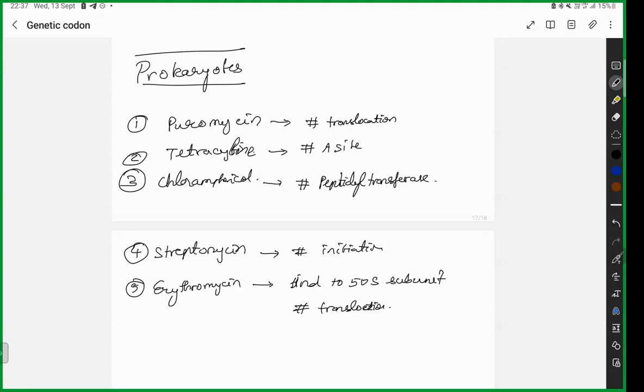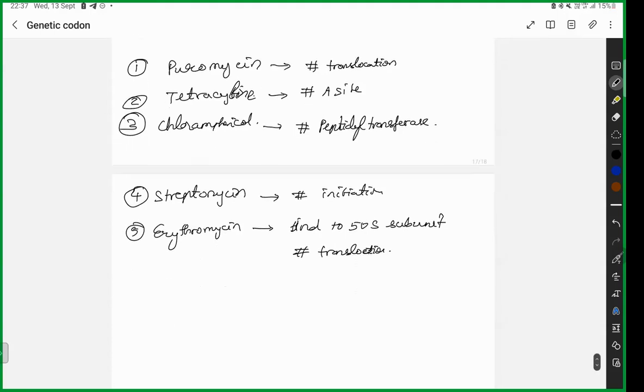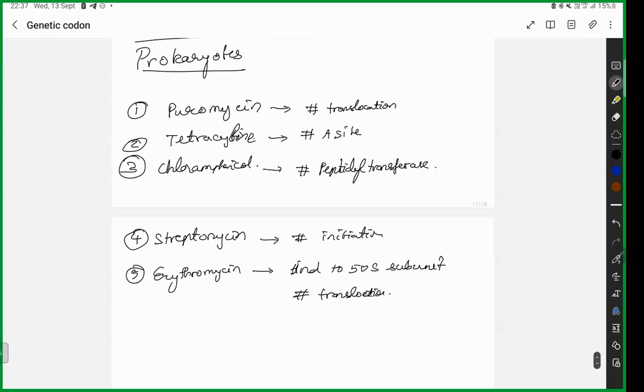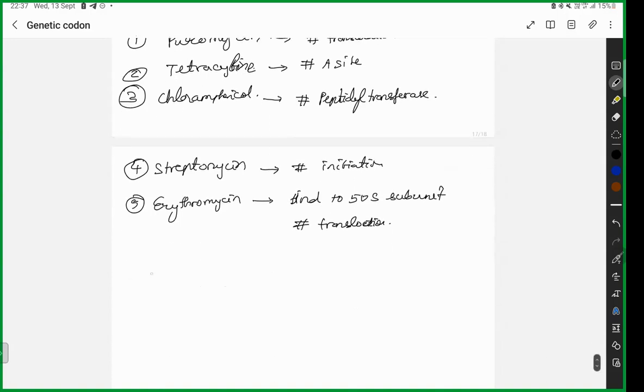So all of these are the ones that act in the prokaryotes. If the inhibition happens in prokaryotes, that is going to be good for us. There is no problem. But if the same inhibition occurs in the eukaryotes, that is going to be danger.